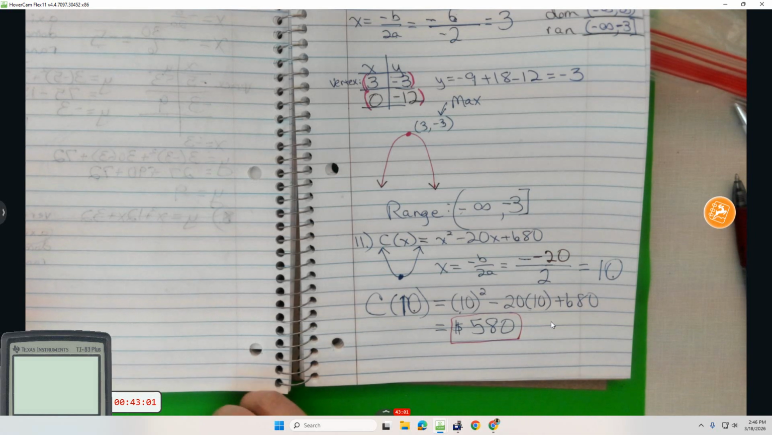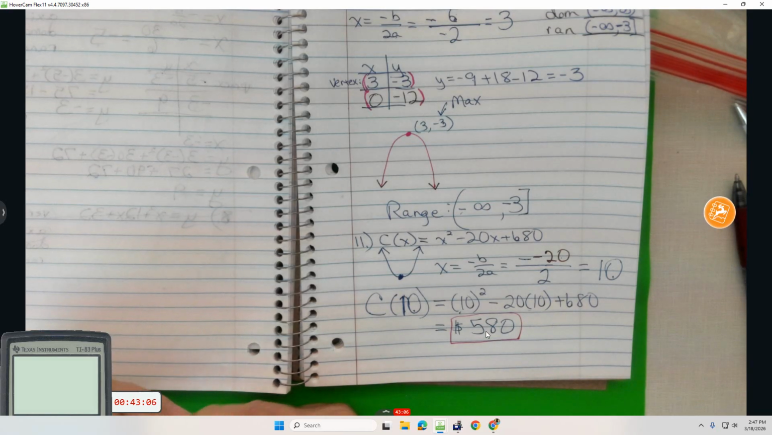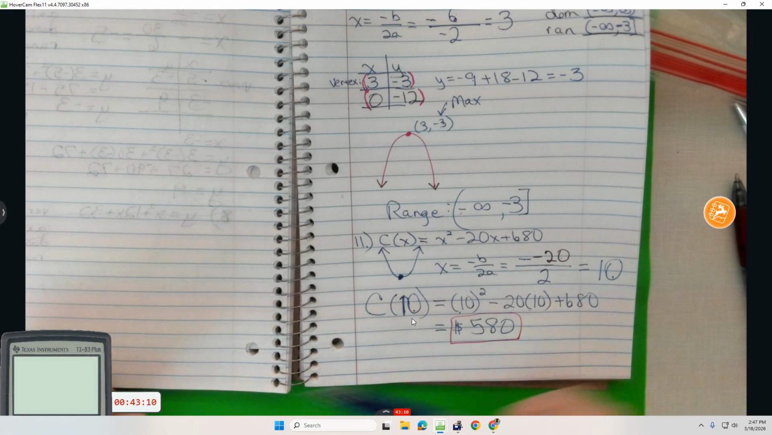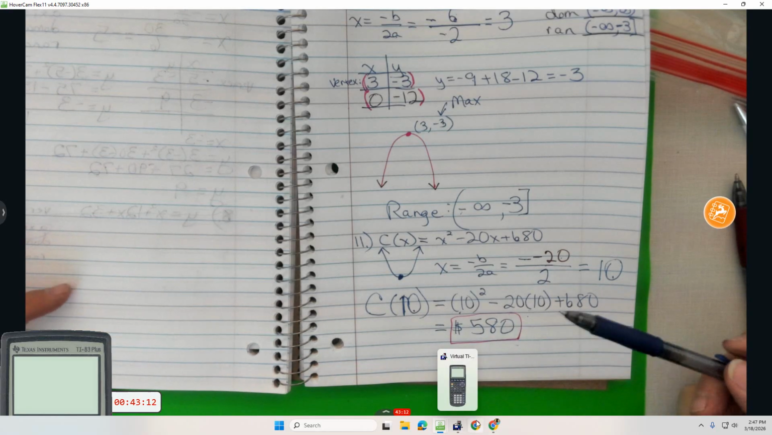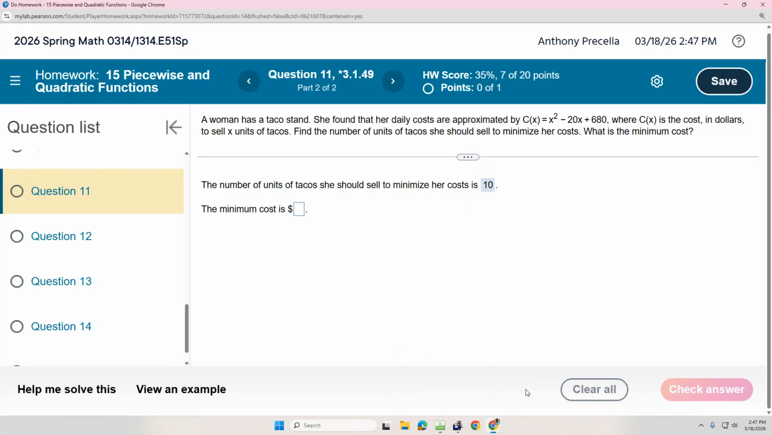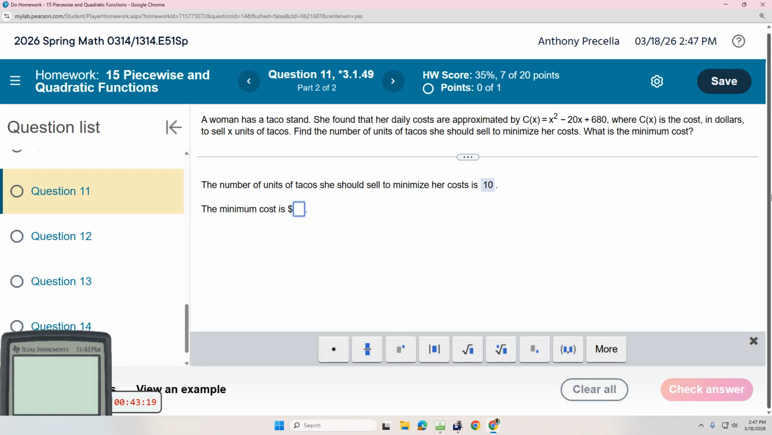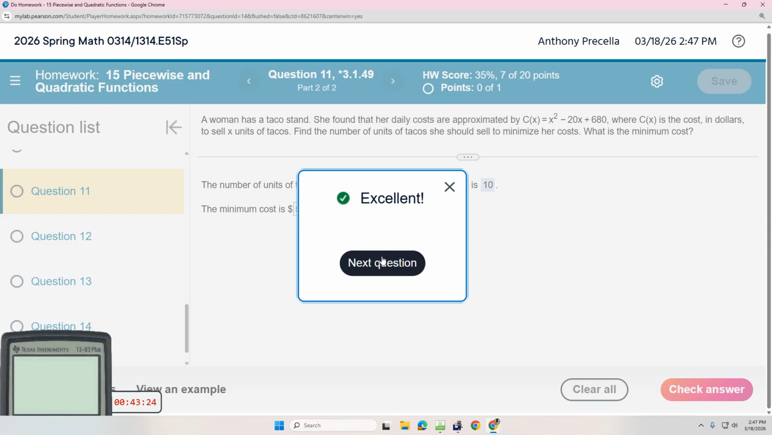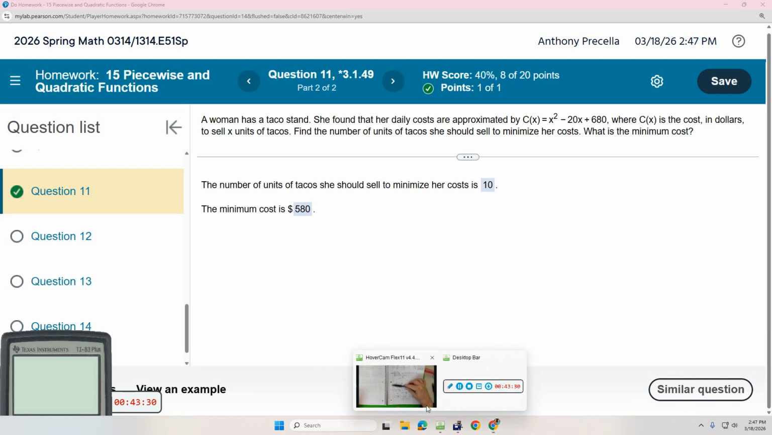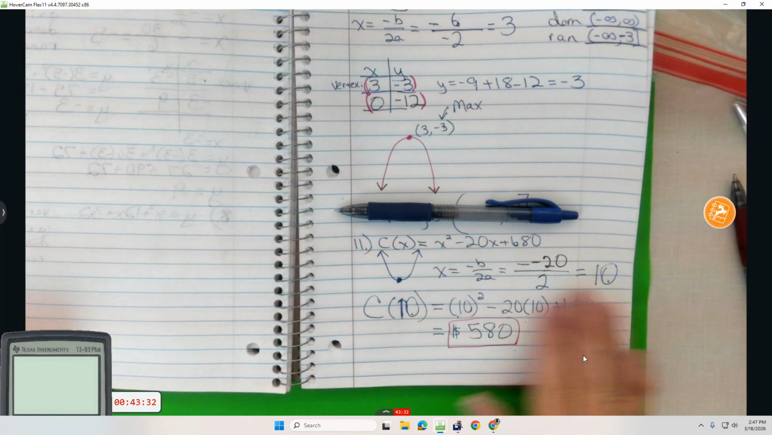So it's definitely not just one taco is a unit, because if it's costing her $580 to make 10 tacos, that would be $58 a taco that she needs to sell it for just to break even. So a unit is maybe a dozen, maybe like 100, maybe a gross. Number 12. Wait. Any questions here? Down here.